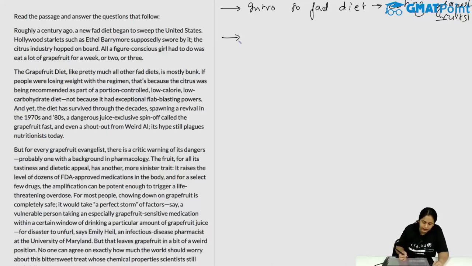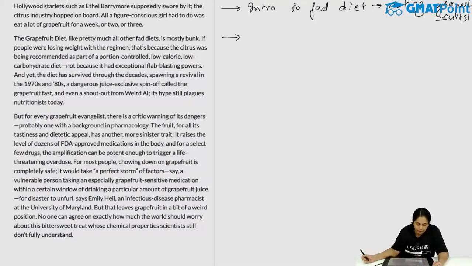Now let's take a look at the next paragraph. The grapefruit diet, like pretty much all other fad diets, is mostly bunk. If people were losing weight with the regimen, that's because the citrus was being recommended as part of a portion control, low calorie, low carbohydrate diet, not because it had exceptional flab blasting powers. And yet the diet has survived through the decades, spawning a revival in the 1970s and 80s, a dangerous juice exclusive spin-off called Grapefruit Fast, and even a shout out from Weird Al. Its hype still plagues nutritionists today.